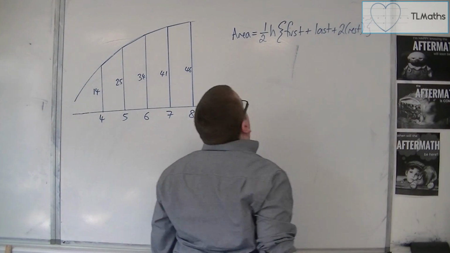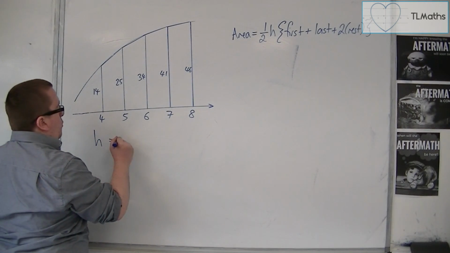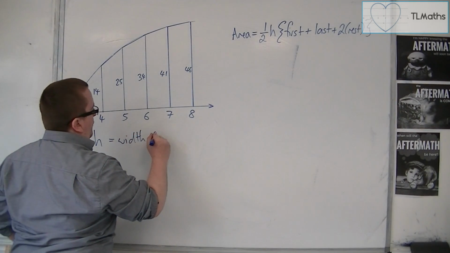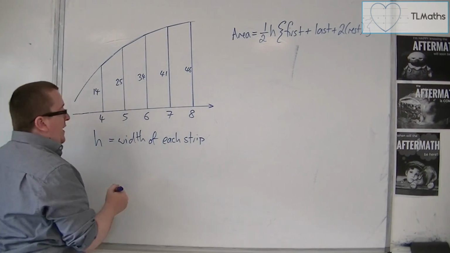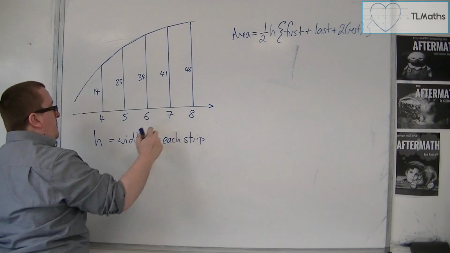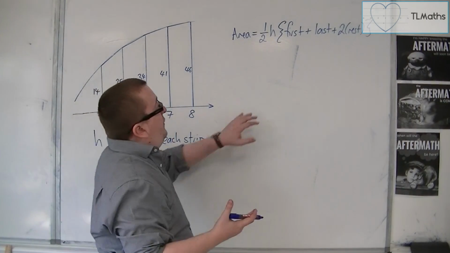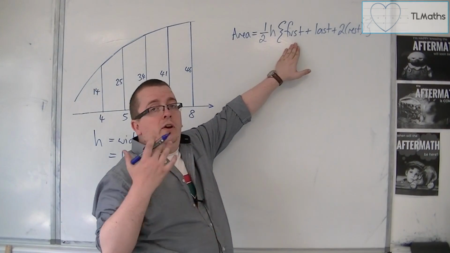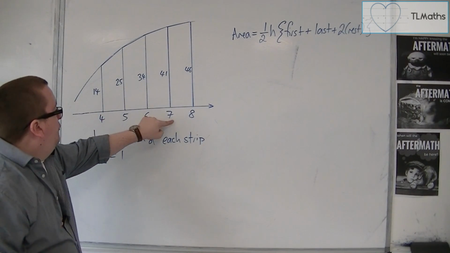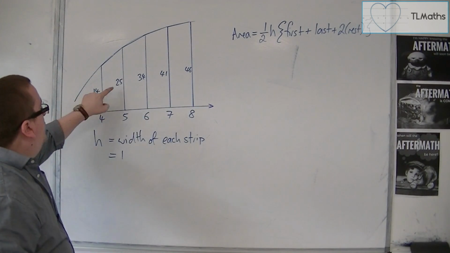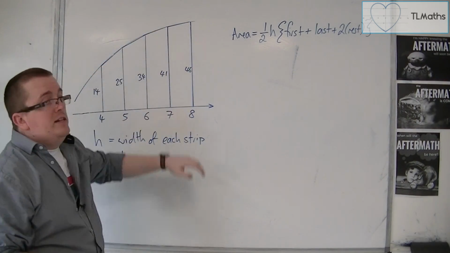Now, what I mean by that is with h, I mean the strip width, or the width of each strip. Now, the width of each strip should always be the same, and in this case you can see it's going up in 1, so that's 1. The first is referring to the first y ordinate. So these are the x ordinates, 4, 5, 6, 7, 8. These are the y ordinates, because they're the heights of each of the sides of the trapeziums.